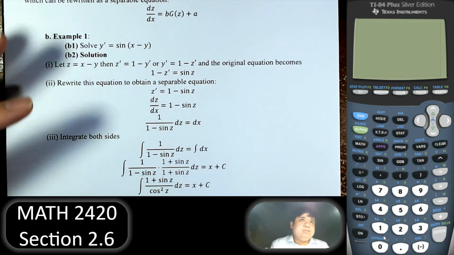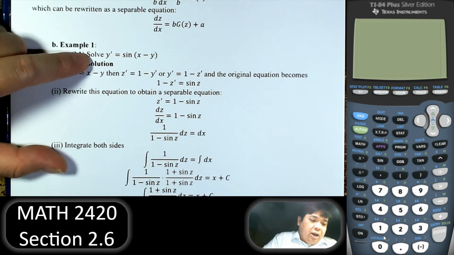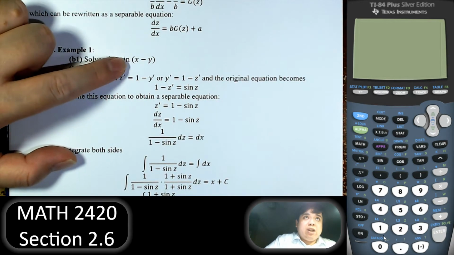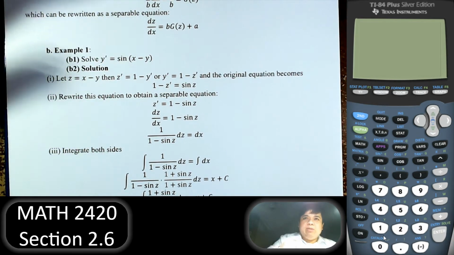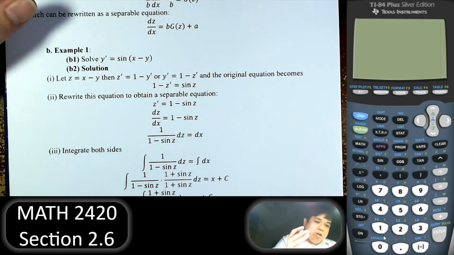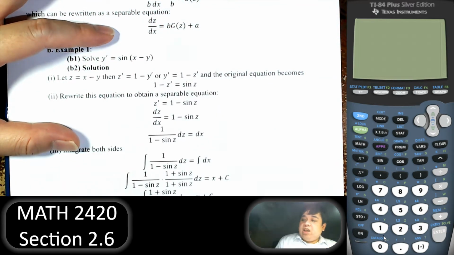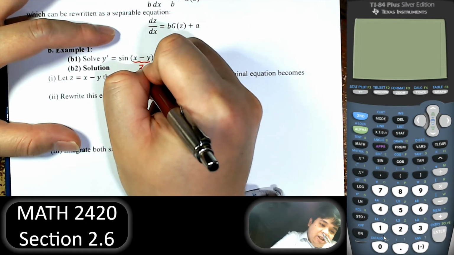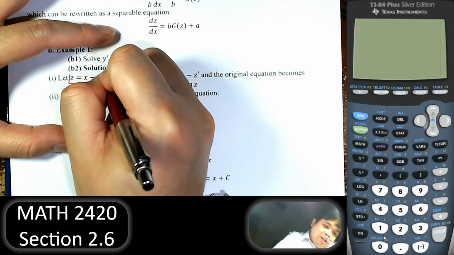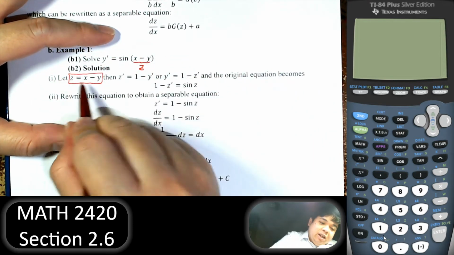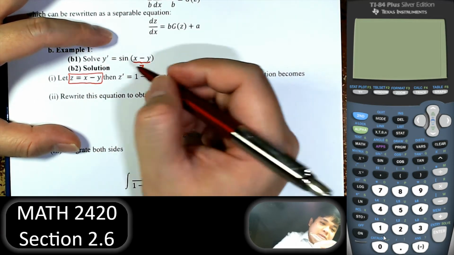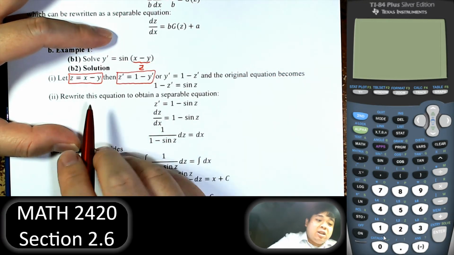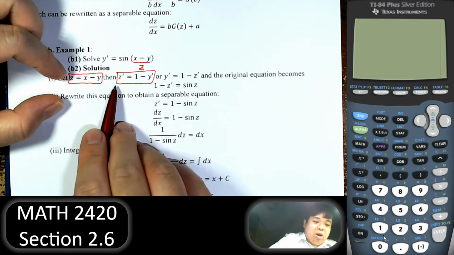So let's see how it works. So first, the equation: the derivative y prime equal to sine of x minus y. Usually if the equation is in terms of a substitution like this, it will be rather obvious. We can see right away that this should be z, and we take the derivative, z prime equal to 1 minus y prime, right? Derivative of everything with respect to x, and the derivative of x with respect to x is 1.